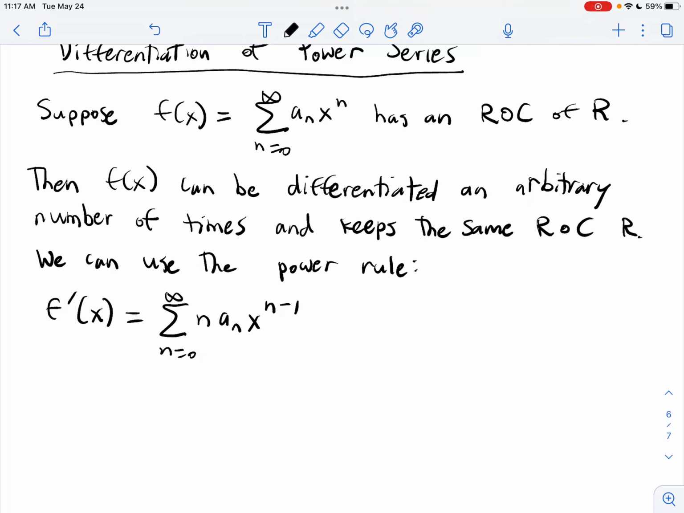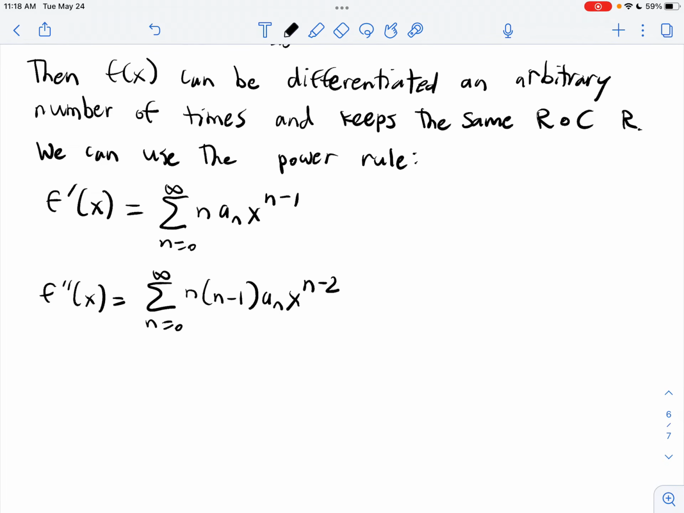Okay. What would f double prime of x be? You can just do it again, right? You can use the power rule as many times as you want. So now you're going to take the derivative of the derivative, and so the n minus 1 comes down, and so you have x to the n minus 2. And we can just keep doing this. If you wanted to take 10 derivatives, you could do that. Just keep pulling the n's down.